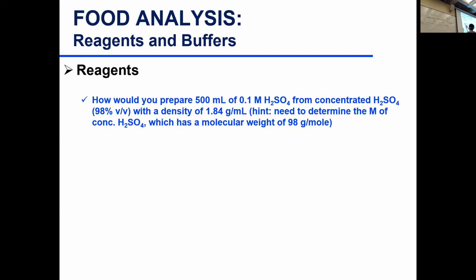So I have this information, this and that. I want to determine the molarity of the reagent I have. All I know is that it is 98% volume by volume, and it has this density. How can I use these numbers to get the molarity of that reagent? To help you, the molecular weight of H2SO4 is 98 grams per mole.